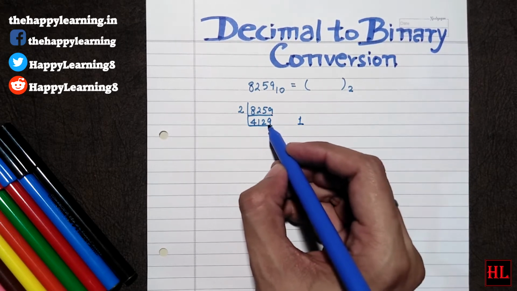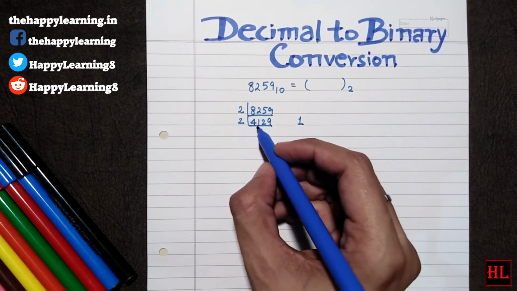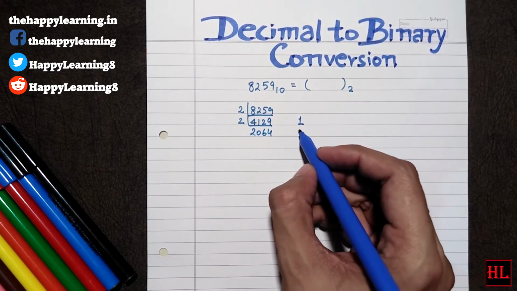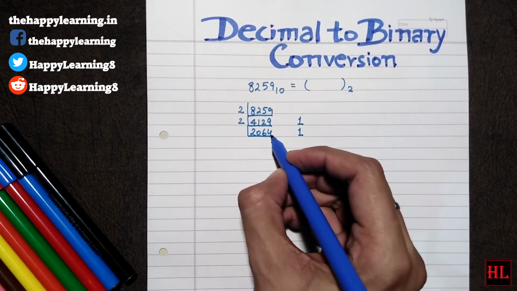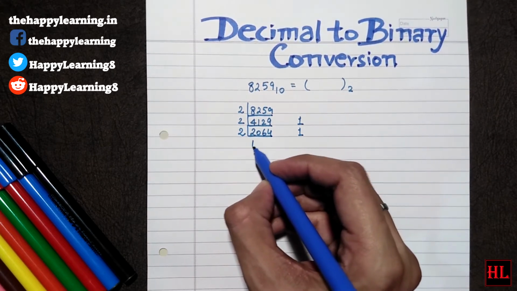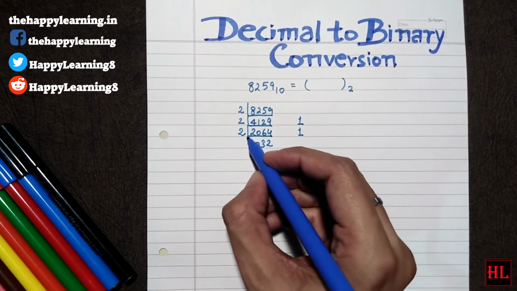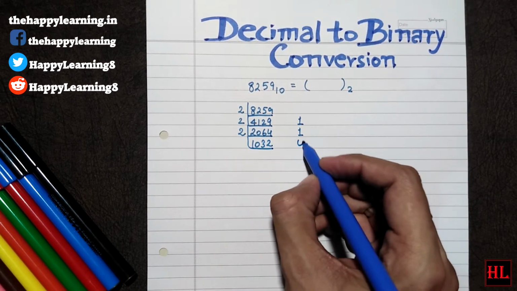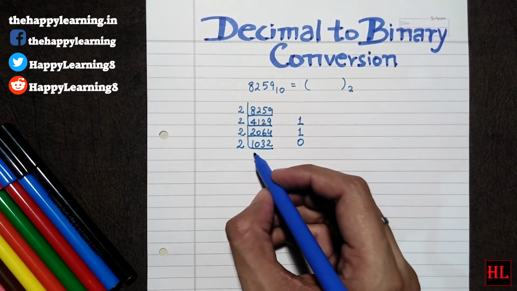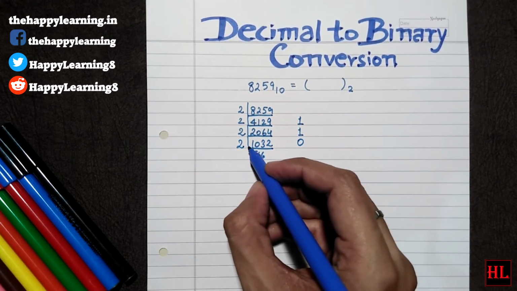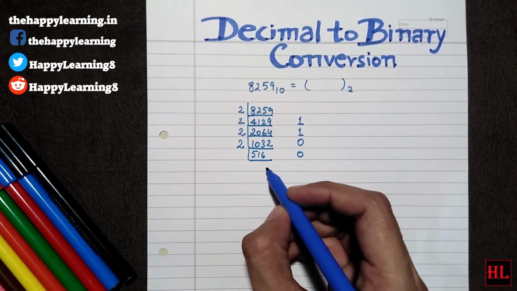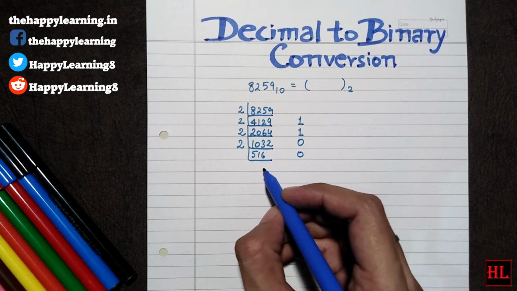Then we'll divide 4129 by 2 and we'll get quotient 2064 and the remainder will be 1. Then again we'll divide 2064 by 2 and the quotient will be 1032 and the remainder will be 0. Then we'll divide 1032 by 2 and the quotient will be 516. We'll repeat this process until we are left with 1 as the dividend.